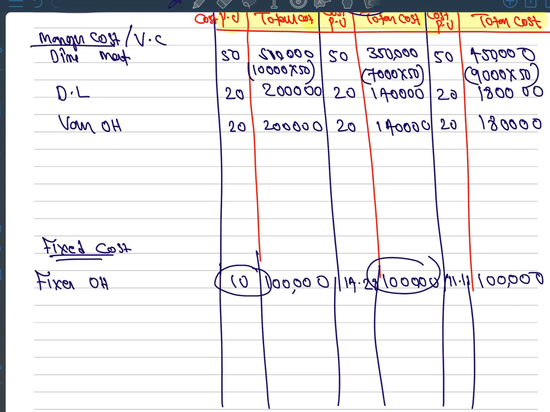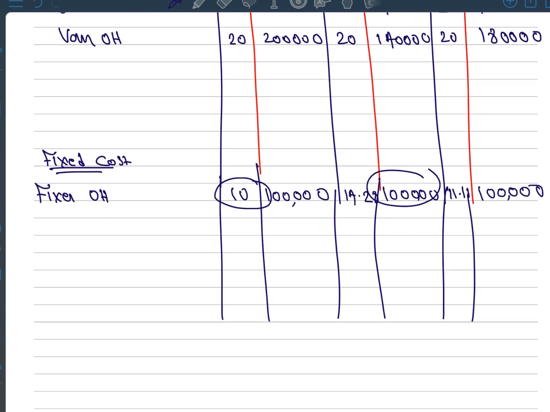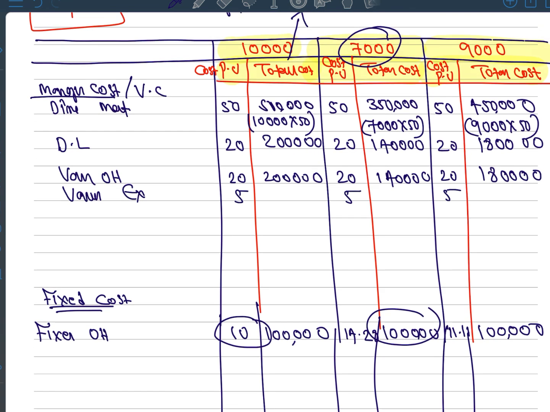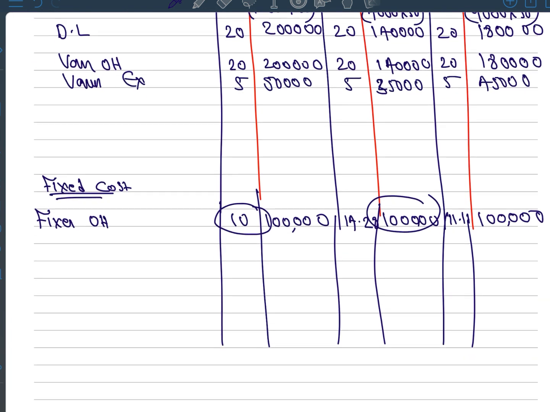Okay, next item. Variable expense. It is directly given here. Just write 5, 5, 5. Why? Variable cost per unit will not change. Then multiply. 5 into 10,000 is equal to 50,000. Then 5 into 7,000 is equal to 35,000. Okay, 5 into 9,000 is equal to 45,000. Yeah, simple.